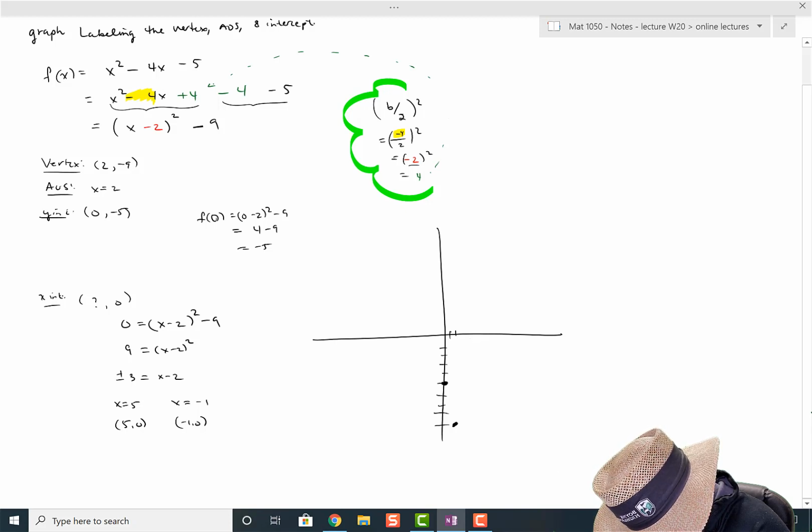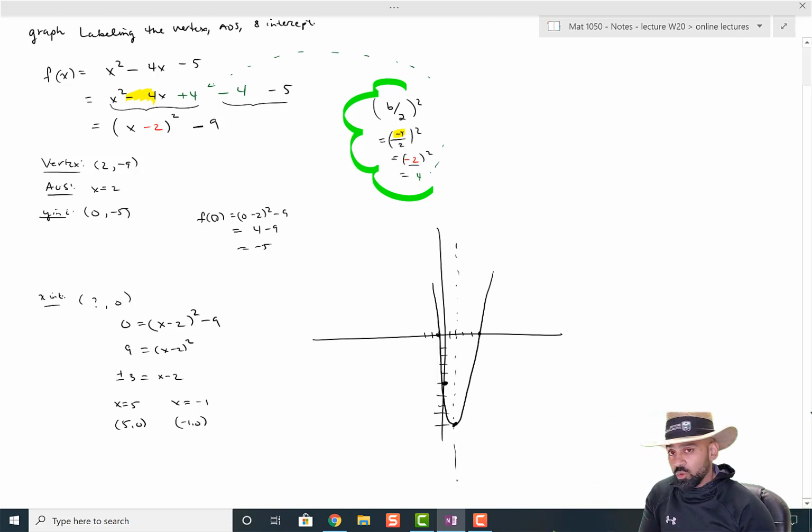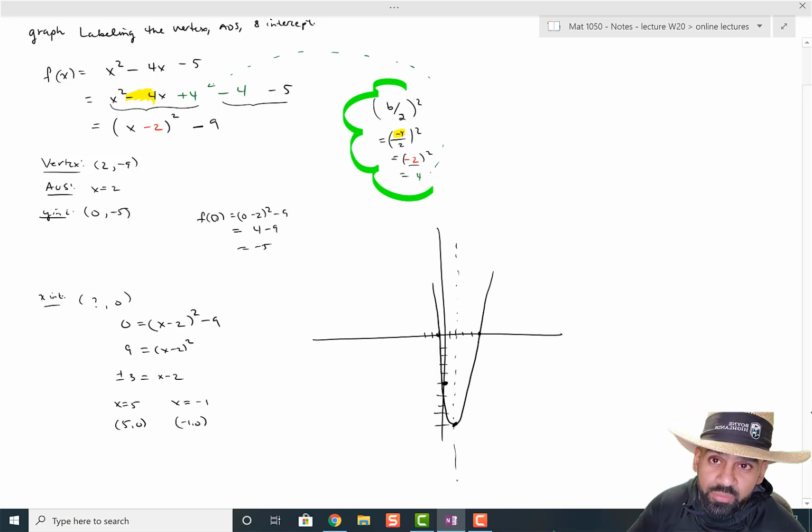The x-intercept is here, and 2, 3, 4, 5. So it looks something like this. And if I want to draw my axis of symmetry, there it is. Okay, but there we are. So completing the square is all that takes, okay? And it's a useful thing to know how to do, to be honest with you guys.